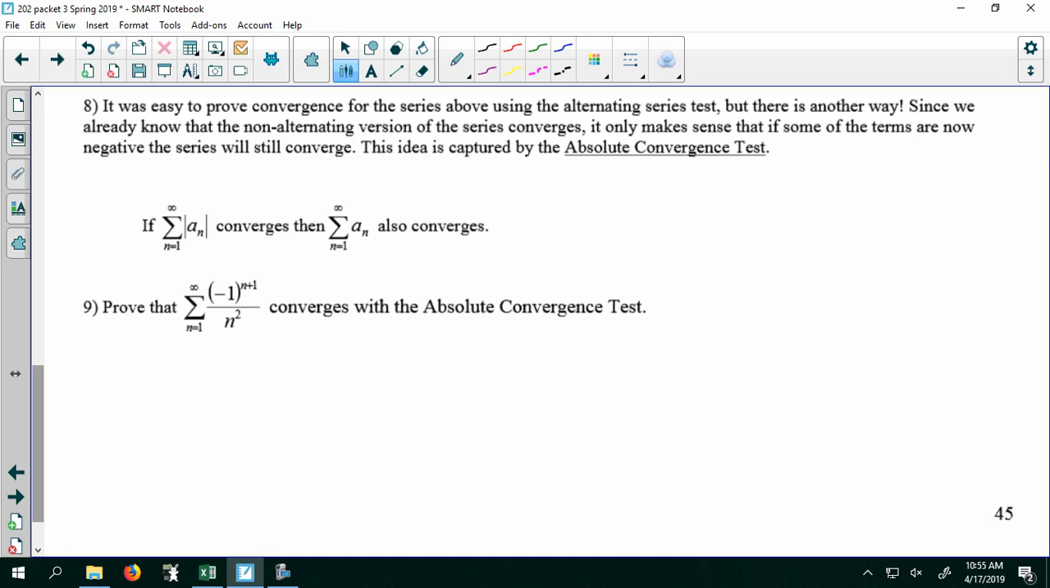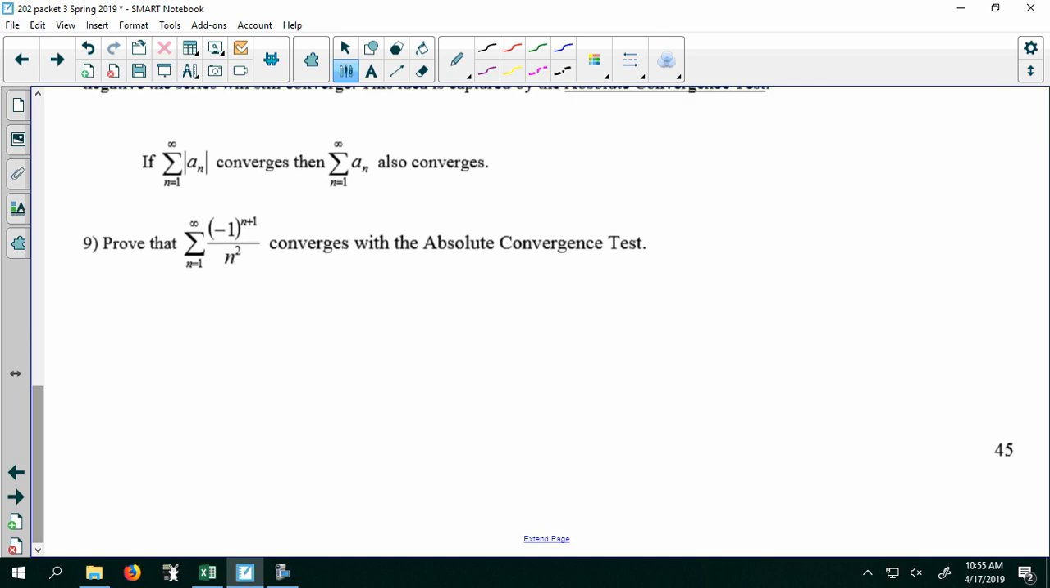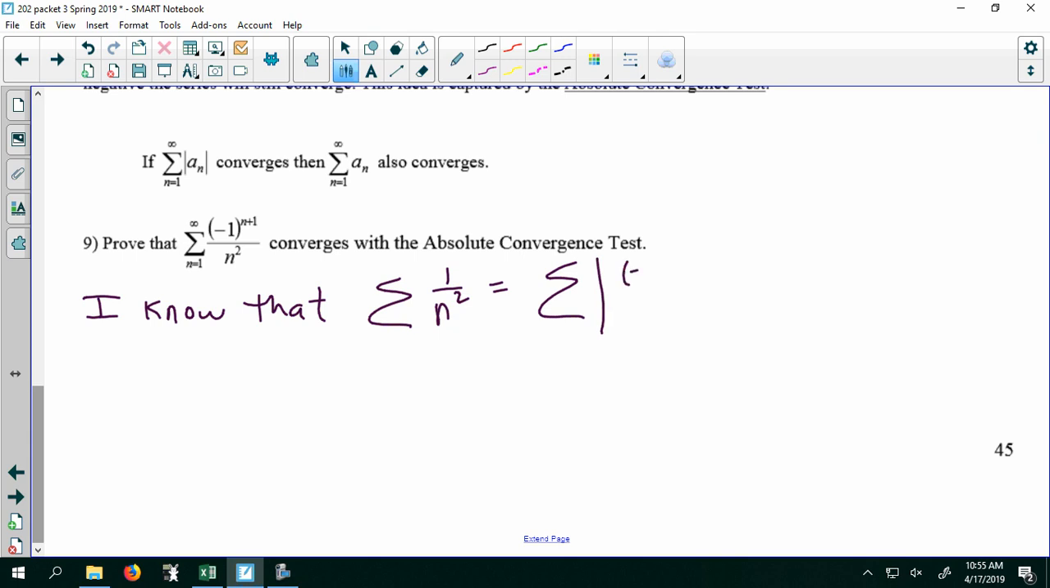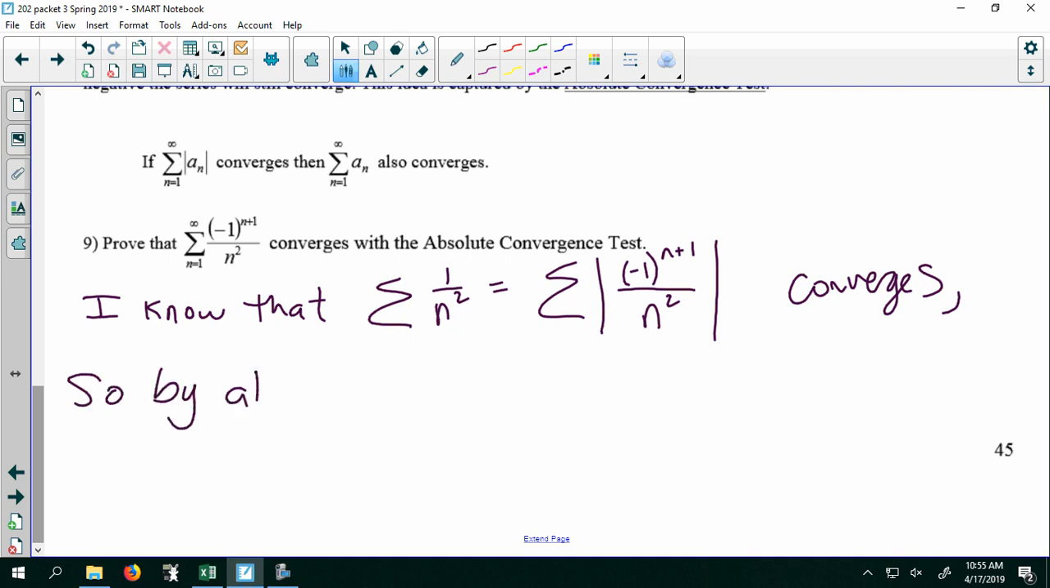So this is called the absolute convergence test. It says if the sum of the absolute value of the terms converges, then the sum where some of the terms might be negative also converges. So if I look at the sum of the alternating 1 over n squared series, I know that 1 over n squared converges. I already know that. So I know that the sum of 1 over n squared, which is the same thing as the sum of the absolute value of my series, converges. So by the absolute convergence test, the alternating version must also converge.